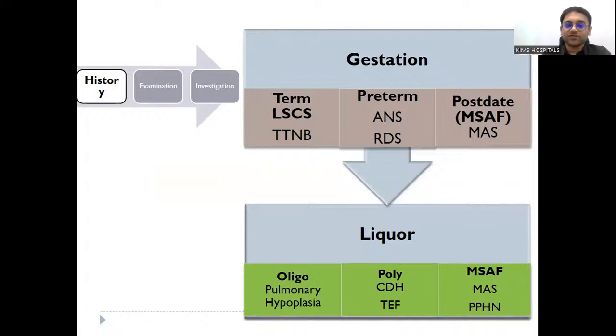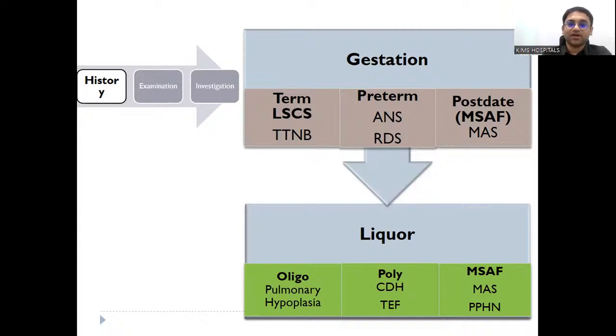The next question is: what is the liquor of the baby? In a baby who had oligohydramnios, pulmonary hypoplasia is one of the important reasons for respiratory distress. In the case of polyhydramnios, something could be obstructing the normal swallowing of the amniotic fluid. It could be neurological, muscle-related, or an obstruction in the airway or in the gastrointestinal tract, like CDH and TEF, that can lead to polyhydramnios. In the case of meconium-stained amniotic fluid, meconium aspiration syndrome can be one of the important causes.